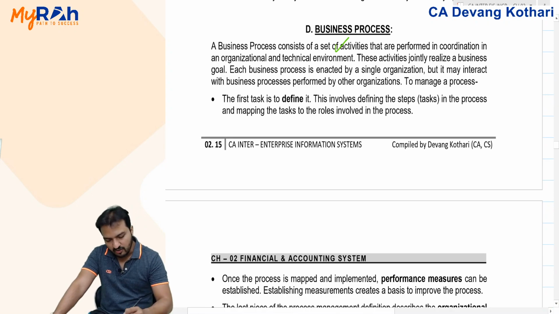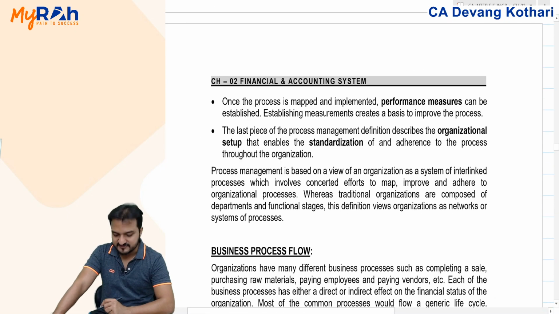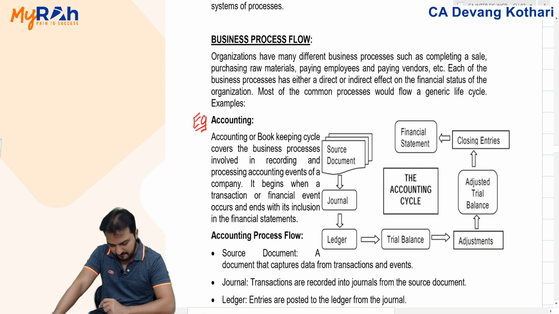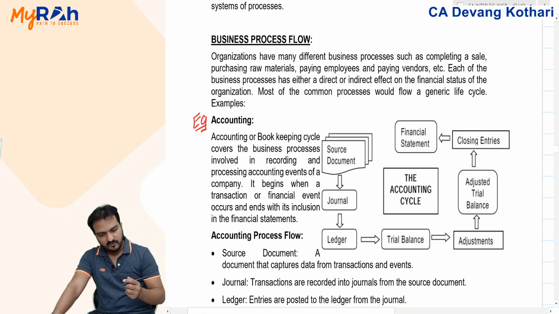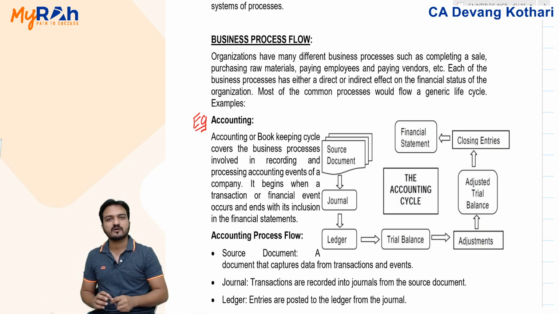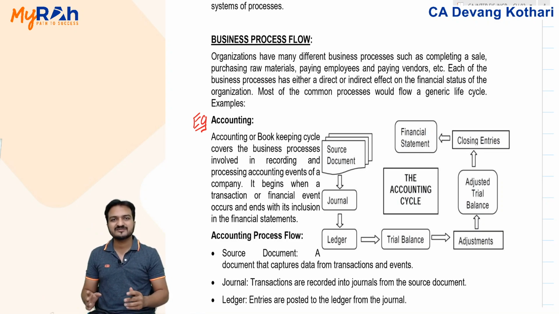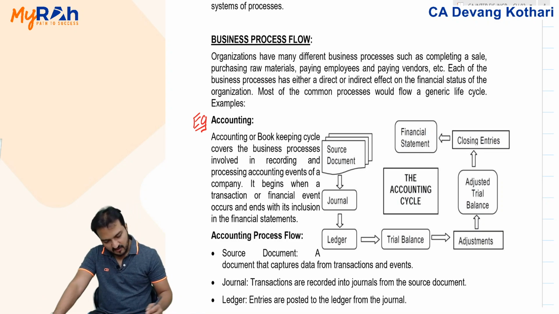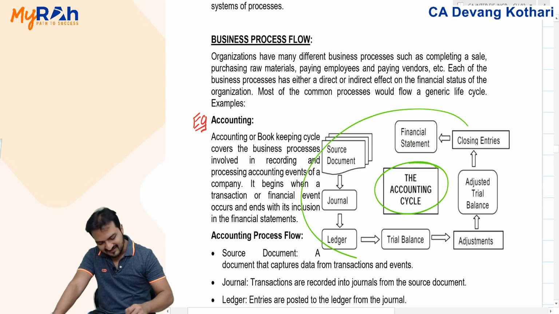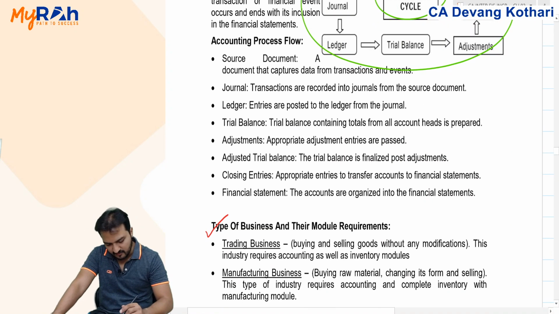Next we talk about business processes. Well, under business processes, you remember from chapter 1 that what does a business process mean? Business process is activities done in a business. For example, accounting process is given in this diagram that you had learned. You can see that again.